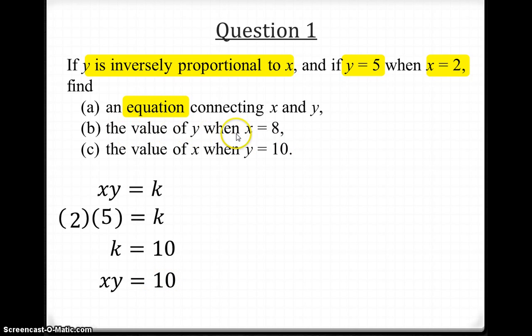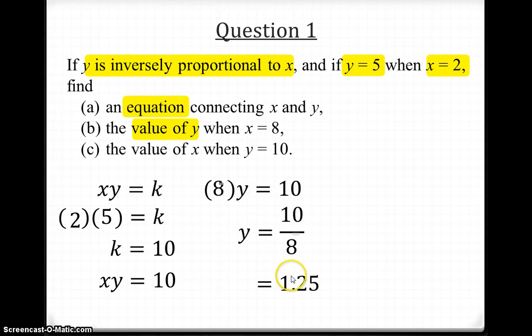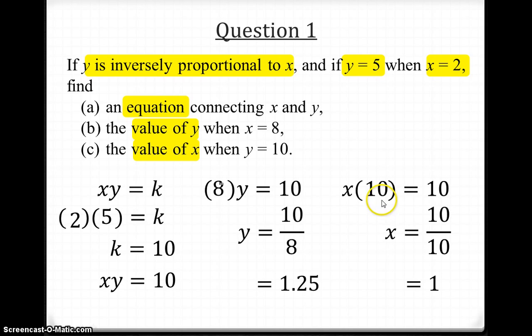B. The value of y when x is equal to 8. So we need to substitute the value given, then find the unknown value. C. The value of x when y is equal to 10. Again, we substitute the value given and find the unknown.